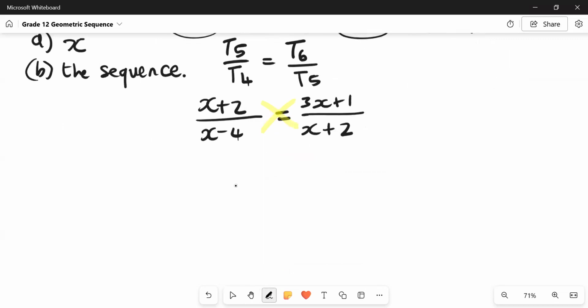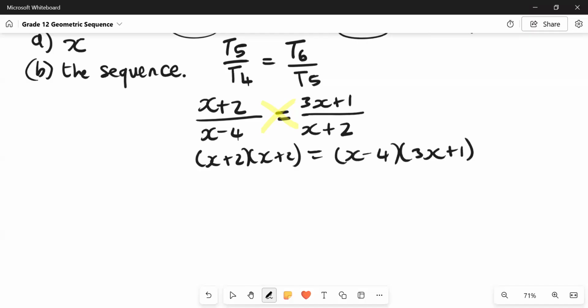So x plus 2 times x plus 2. We're cross multiplying here. And then you have x minus 4 multiplied by 3x plus 1, right? Now let's use the FOIL method. When you use the FOIL method, you will get x squared plus 4x plus 4 equals, and on the other hand, we have 3x squared minus 11x minus 4. We still use the FOIL method here, right?